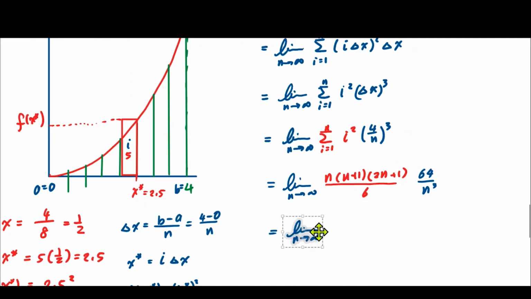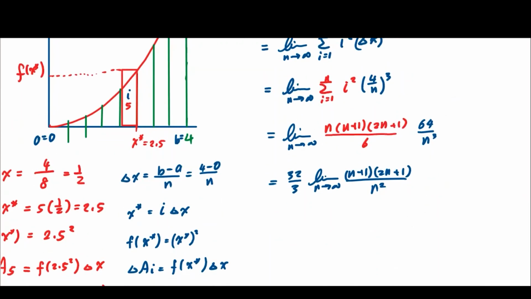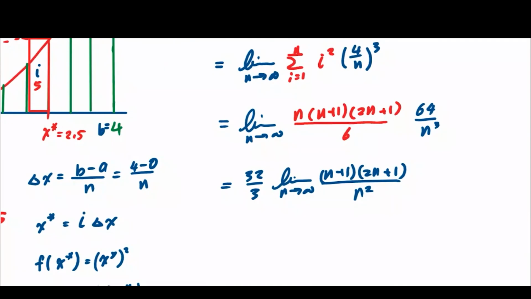Let's bring that outside. So we have 32 over 3, between the 6 and 64. And then what I have is (n plus 1)(2n plus 1) over n squared. Oh, we're almost there. So all we have to do is evaluate that limit. Should we multiply it out? There are other clever ways to do it, but the straightforward way is to multiply it out. So we have the limit as n approaches infinity of (2n squared plus 3n plus 1) over n squared.